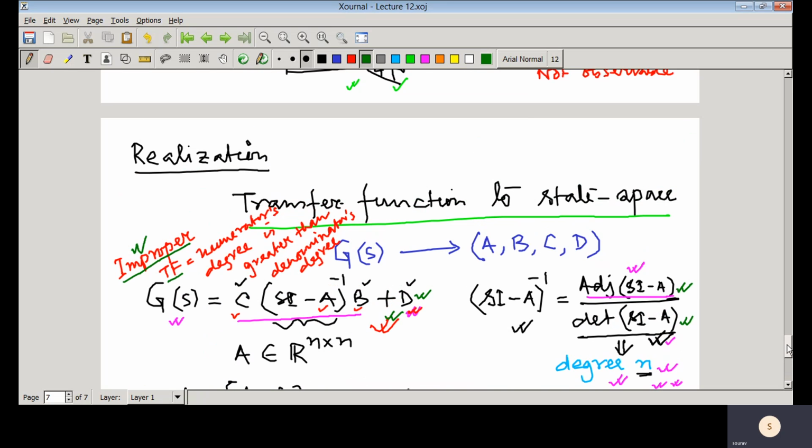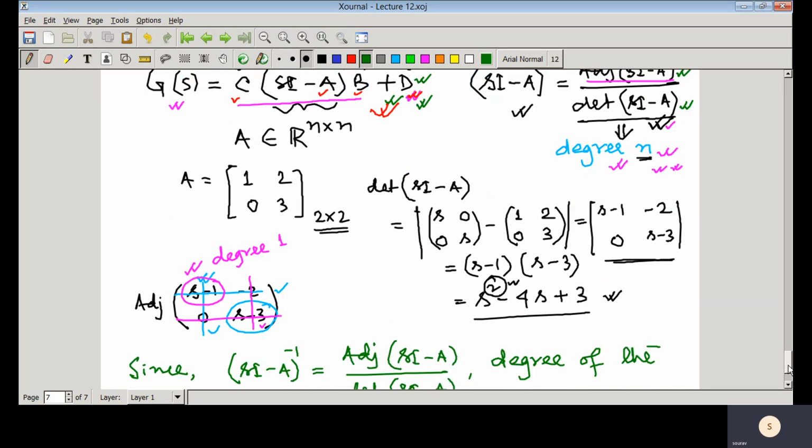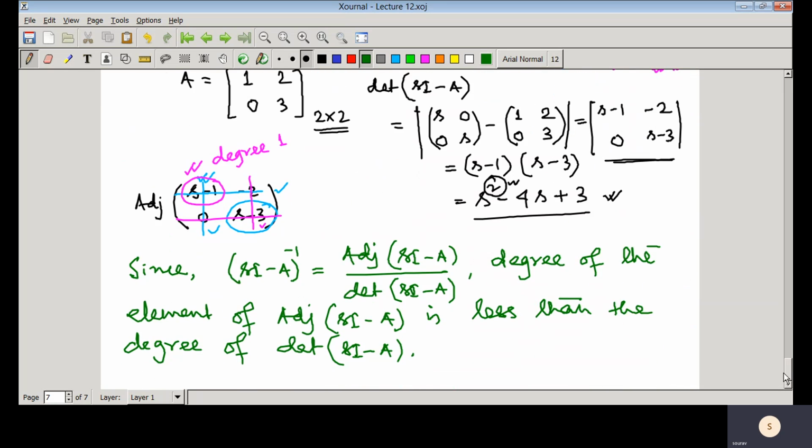As we have seen, realization means a transfer function is given and you need to find the state space matrices. But from here we have seen that if I give you an improper transfer function, you can never have A, B, C, D matrices such that this particular relationship holds. So that's why an improper transfer function cannot be realized.